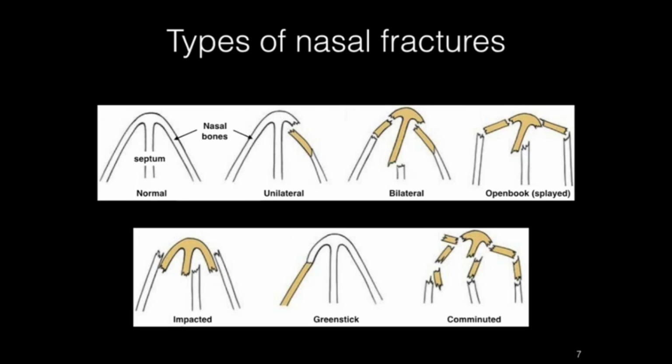There can be a unilateral fracture where just one of the bones fractures, bilateral where both nasal bones fracture, and this can also include fracture of the septum. Bilateral fractures can be of the open book type where the nose would be splayed out, or the impacted type where the dislodged bones telescope and become depressed. Greenstick fractures tend to occur in children before skeletal maturity. And finally, the comminuted type is when the bones shatter and is much more common in adults than children.